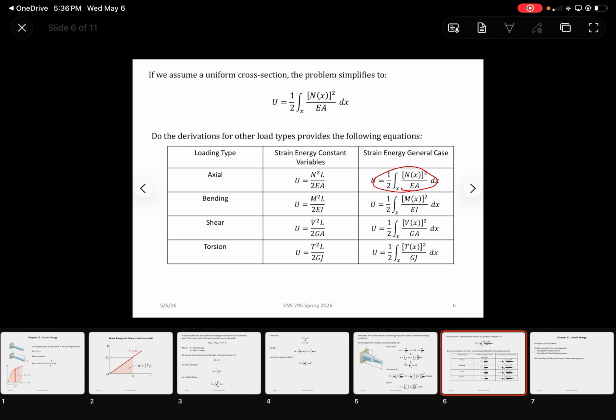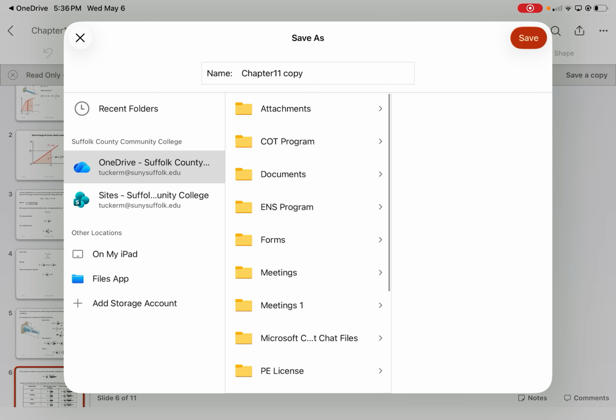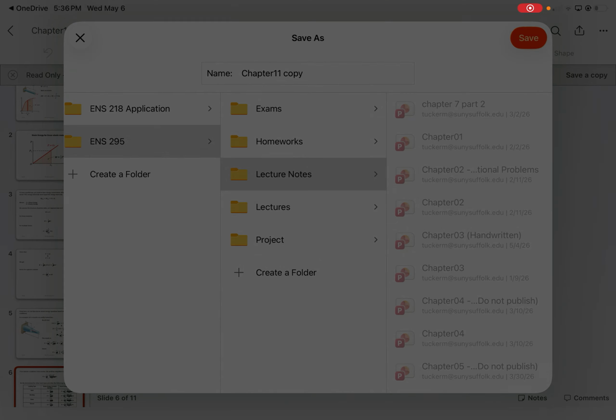How do I erase? I can't remember how to erase. Let me just go back.